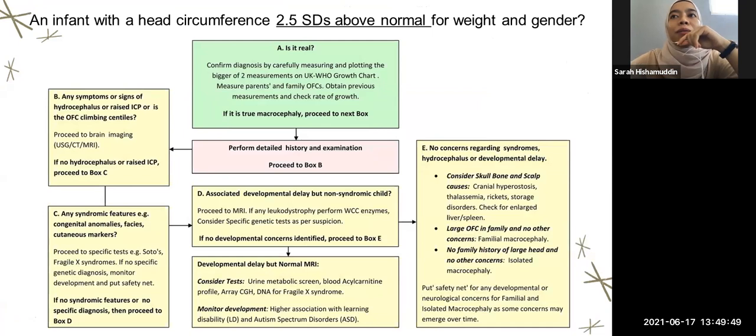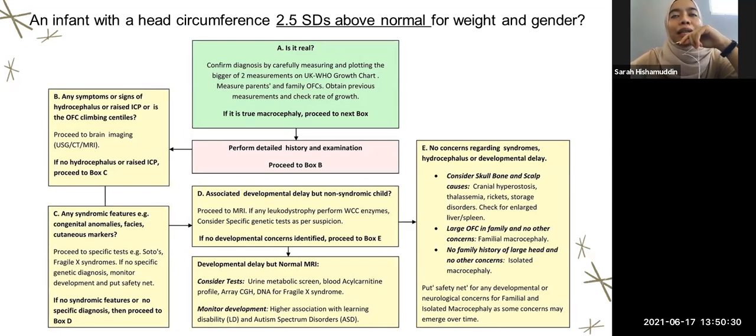This is the algorithm if we suspect microcephaly. Basically, we have to confirm the diagnosis by carefully measuring again and plotting the bigger of two measurements on the growth chart, measure the parents' and family's head circumference, obtain previous measurements, and also check the rate of growth. If there is true microcephaly, we look for symptoms or signs of hydrocephalus or raised ICP. If there are, we proceed with brain imaging. If not, we proceed to look for any syndromic features.